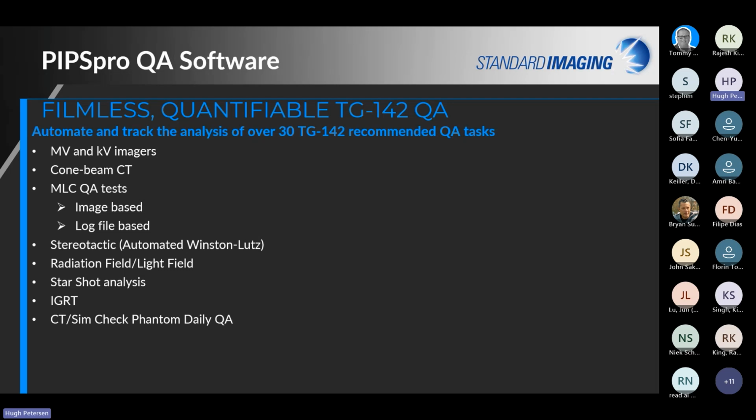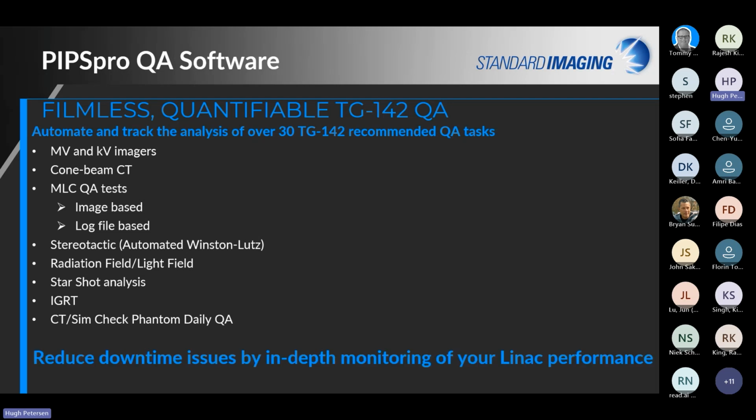Basically, the big thing about PIPSpro overall is being able to track and trend things before they become clinically relevant and cause downtime. So it helps reduce downtime issues by monitoring those systems, and allows you to maybe set up a service call on a schedule versus having catastrophic downtime. Obviously, you've got busy departments, you want to keep them up and running as much as possible, and PIPSpro allows you to track those across the board, and that really gives you the confidence to make sure that all your systems are working correctly.